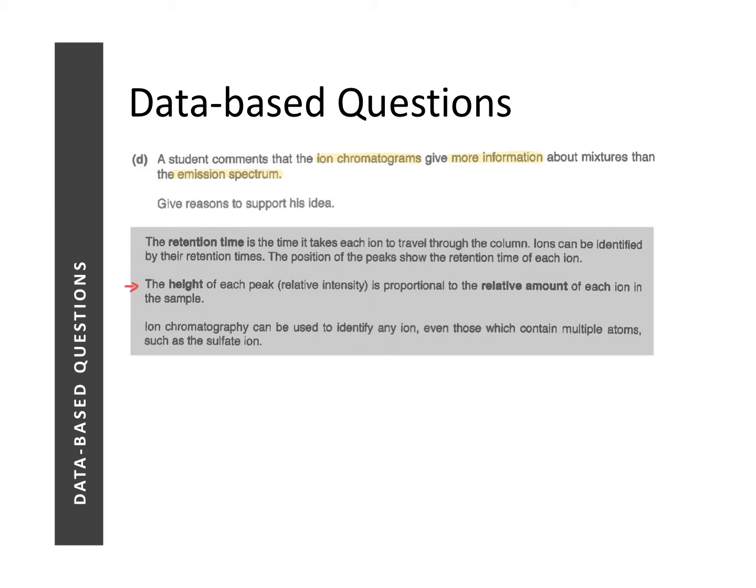So chromatography, ion chromatography can tell you the amount or the relative amounts of each ion present, which cannot be obtained with emission spectrum as well. Okay, and then there's also this last paragraph that tells you that ion chromatography can be used to identify even those that contain multiple atoms. Okay, essentially your polyatomic ions. Okay, and that cannot be done with your emission spectra. Emission spectra only works for elements.